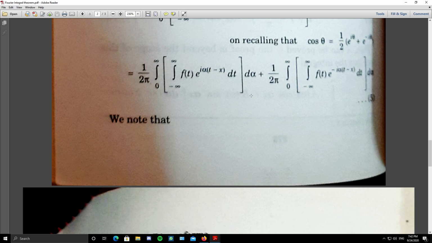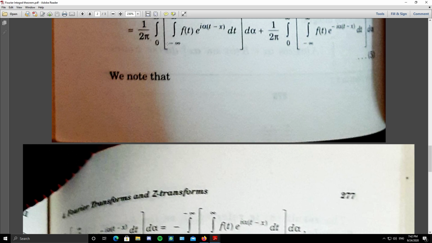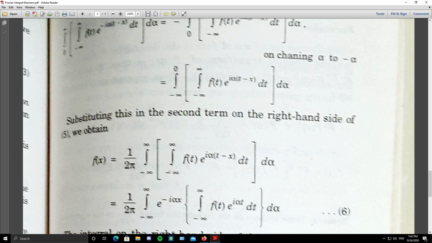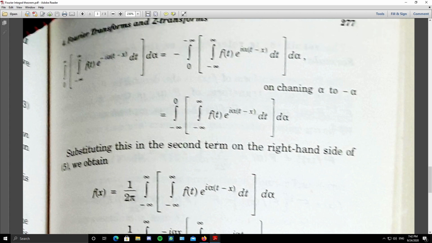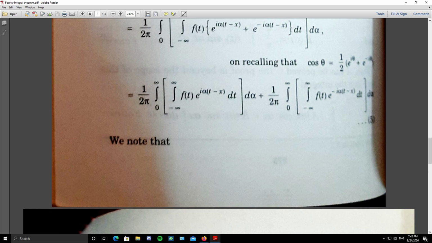So you have minus infinity to 0, and this is 0 to infinity. So minus infinity to 0 and 0 to infinity will become minus infinity to infinity, f of t e power i alpha t minus x dt. See the outer integral: this is 0 to infinity, and this integral has become minus infinity to 0.